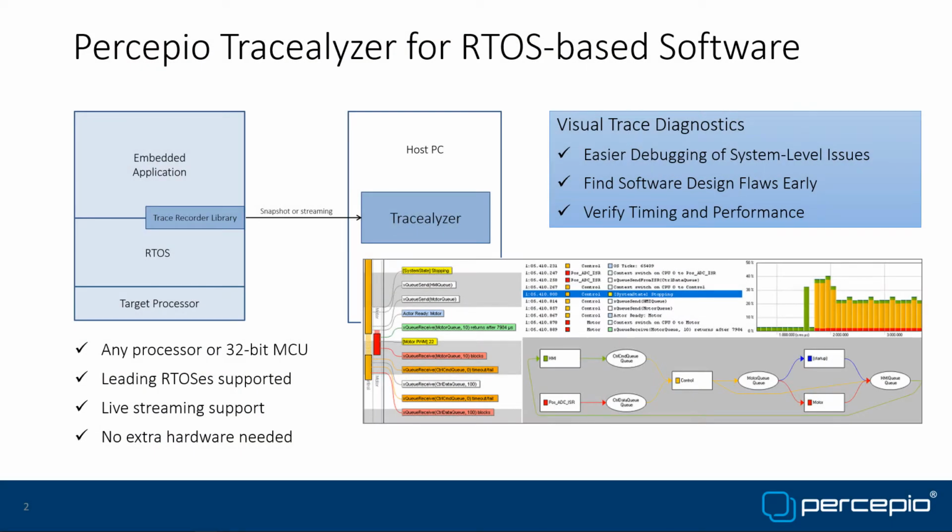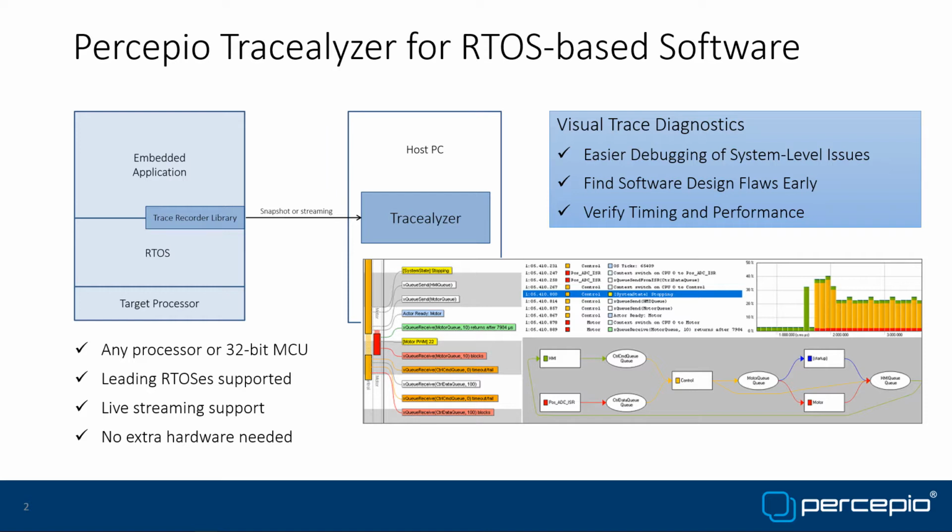Tracealyzer provides visual trace diagnostics for developers of RTOS and Linux-based embedded systems. This allows for recording and visualizing the software at runtime. For multitasking embedded software, the source code does not give the full picture of the runtime system.